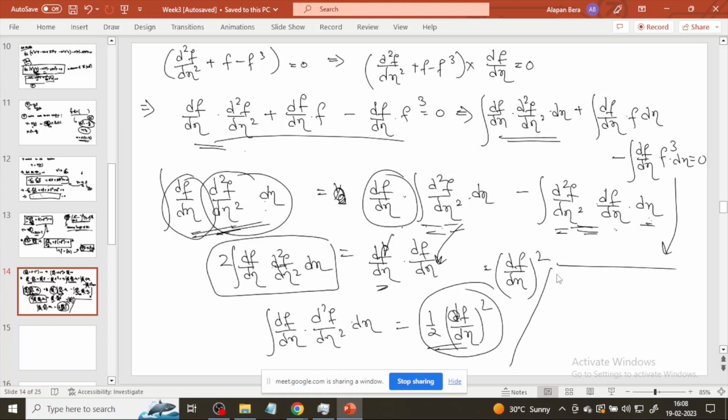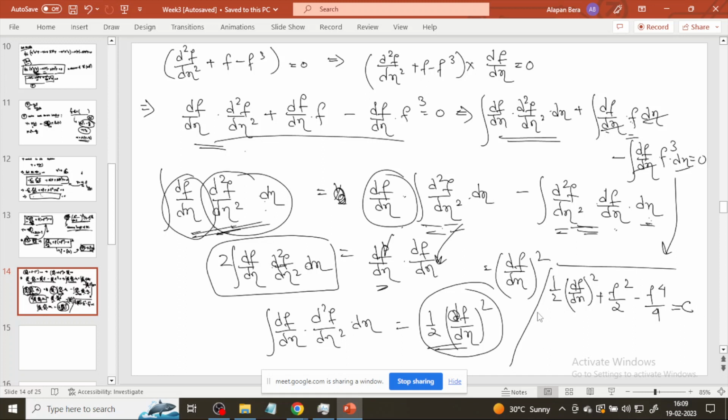So what do we get? We get half of (df/dη)², and now we integrate this term. What do you get when you integrate this term over n? This term and this term go out, so it is basically f df, so it's plus f²/2, and this term goes out, minus f⁴/4. This is equal to some constant c.